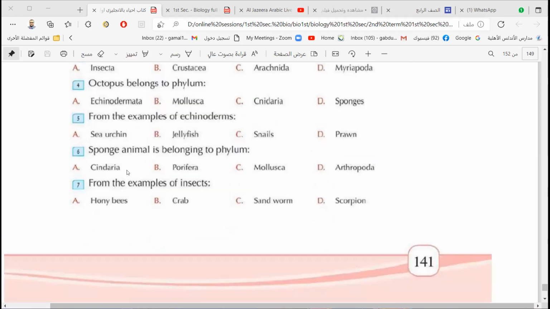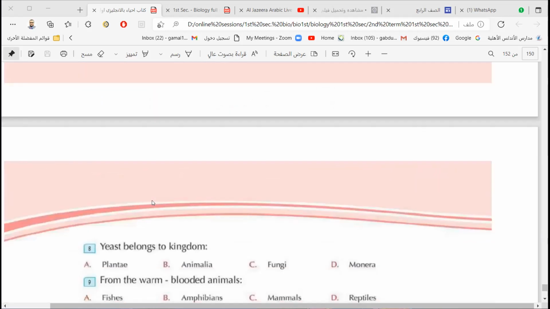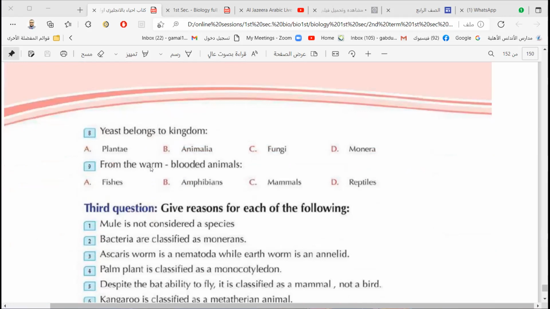Okay. From examples, Ruqayya, of insects. Honeybees. Of course, honeybee is correct. Thank you very much. Okay. Next, yeast belongs to kingdom... Easy, Salma. Very easy question. Yeast belongs to Plantae, Animalia, Fungi, or Monera. C. Yeah, of course. Very good. Fungi.